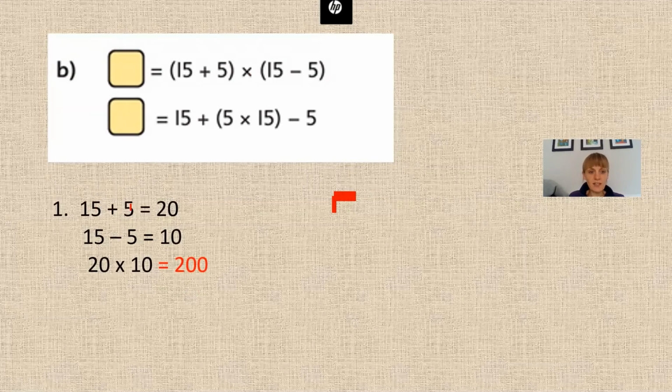So I've done 15 add 5 here, which gave me 20. Then I've done 15 take away 5, which has given me 10. And then in between, you can see we've got a multiplication sign. So we're going to multiply the answers to each of those brackets. 20 times 10. Our final answer would be 200. Okay, let's have a look at the next one. If you want to pause me, then do, and have a go and see if you match.